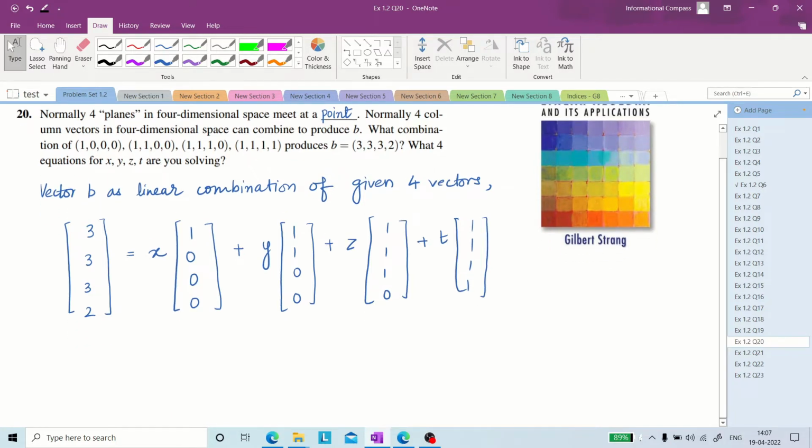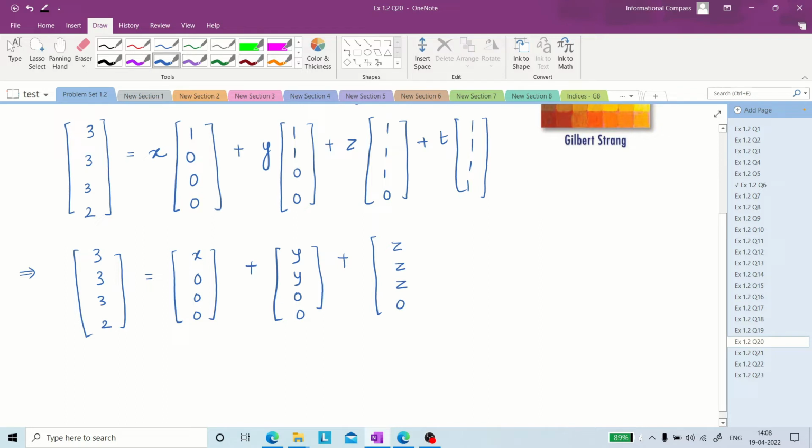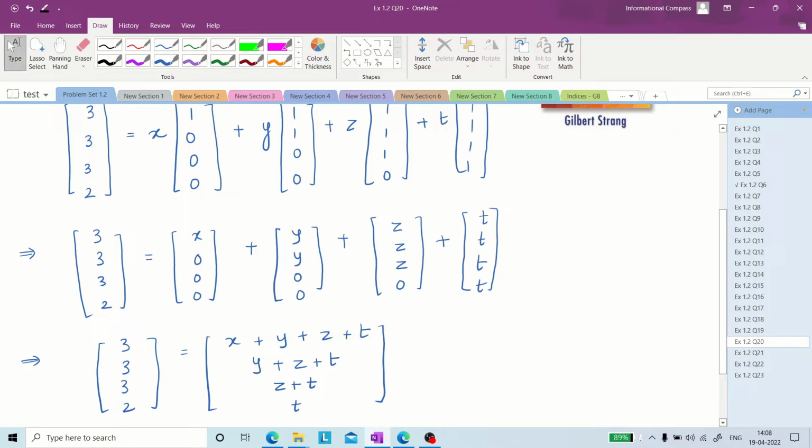Yes. So we get the output as 3, 3, 3, 2 equal to, if you multiply all these scalars into the vectors, you'll get as follows: z, z, z, 0 plus the last one would be t. I'd request you to please solve it with me so that you will be more confident while solving such kinds of questions. So, what do we get? We get 3, 3, 3, 2 equals x plus y plus z plus t, y plus z plus t, z plus t, and t. Please verify it from your end too.